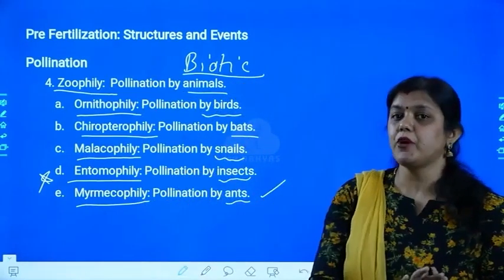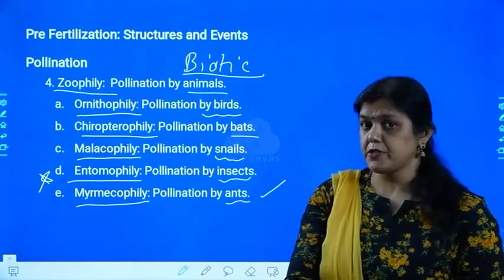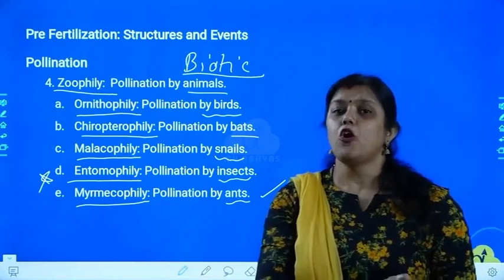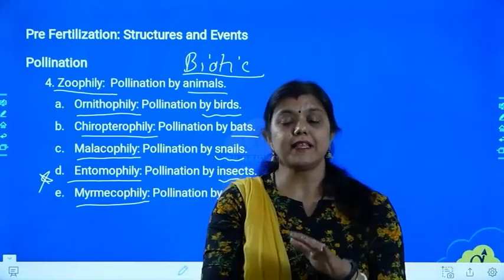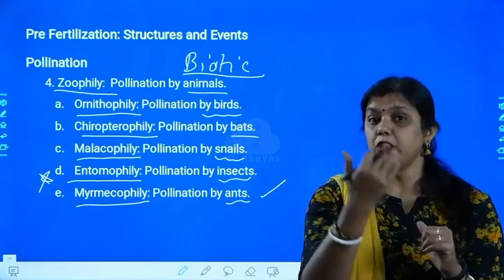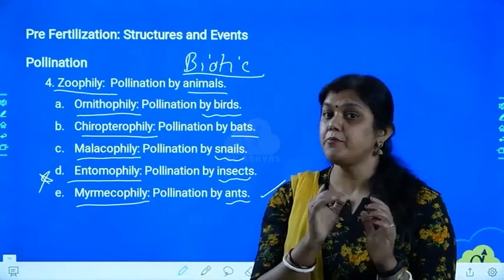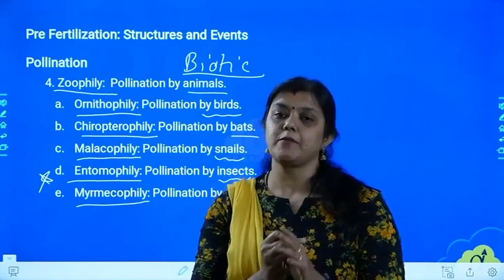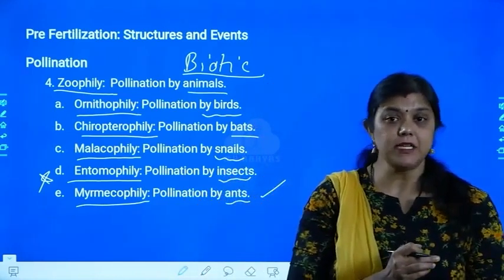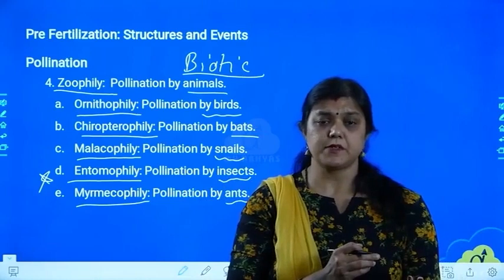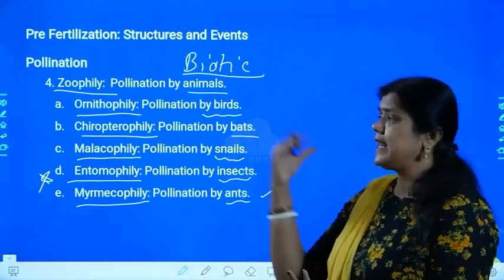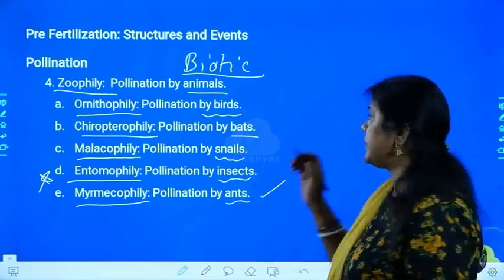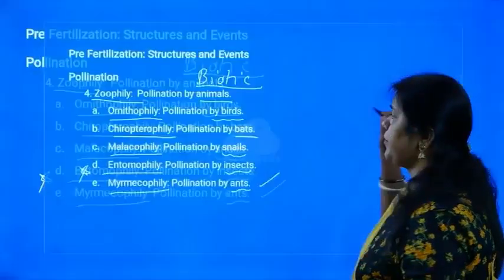So this is a very important part from your competitive point of view. I am telling it again and again. Only the anemophilous and the hydrophilous, that is the wind pollinating and water pollinating plants, are important for your board point of view, but all the remaining can be asked, because all these are multiple choice questions in competitive exams, right? So in competitive exams, they can take any one of them and ask you. So be ready for that. You should be well prepared for that.